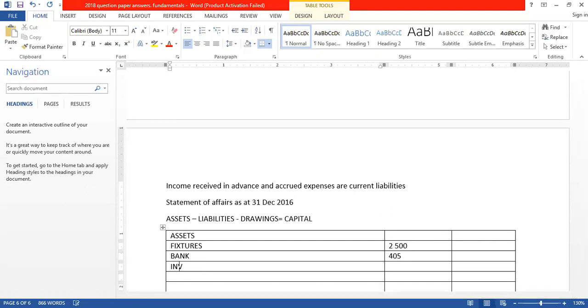Okay, and then we move on. We also have inventory, and our opening inventory was 13,862. And then from there we had debtors, and then our debtors were 9,031.